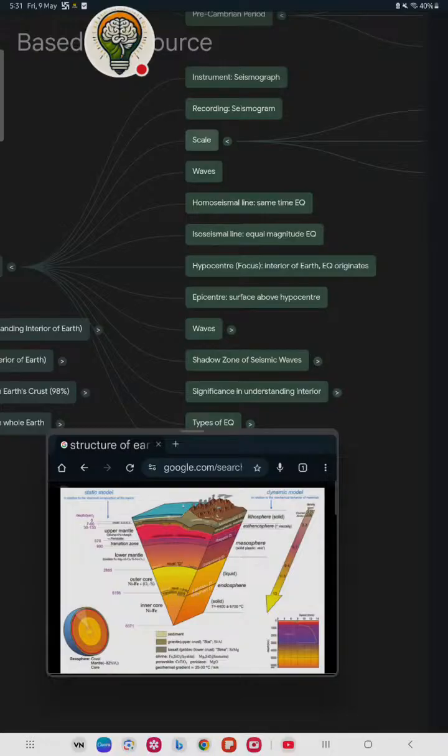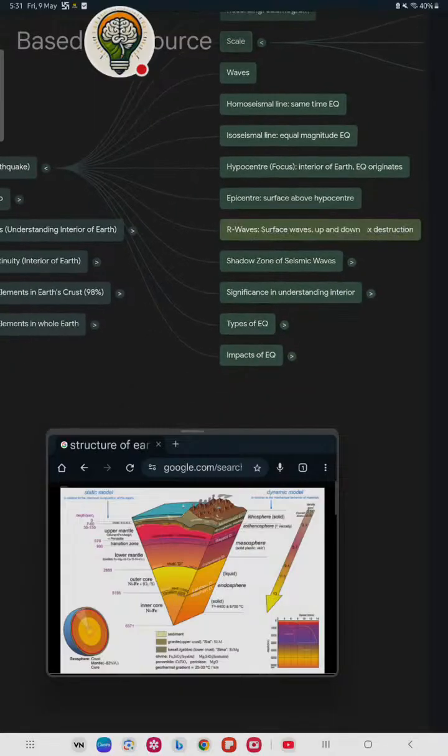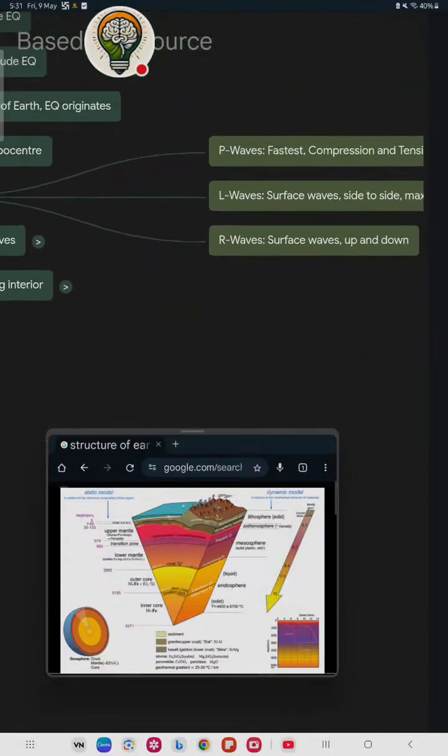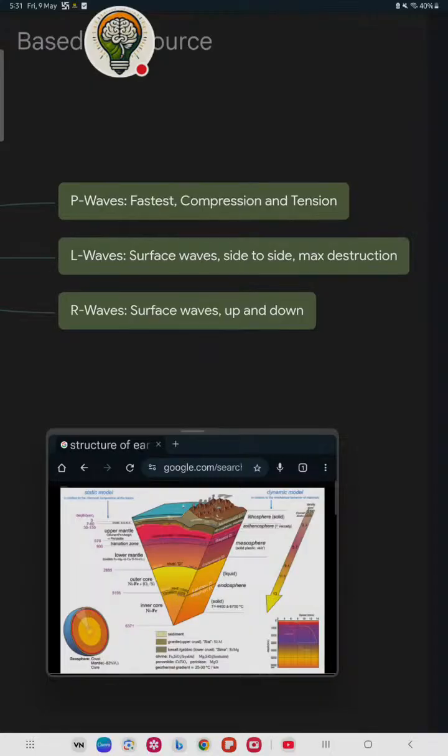Then the hypocenter, the focus in the interior of the Earth, where the earthquake originates, and the epicenter, the point on the surface above the focus. Then the types of waves: P waves are the fastest waves, with compression and tension. L waves are surface waves, moving side to side, causing maximum destruction.